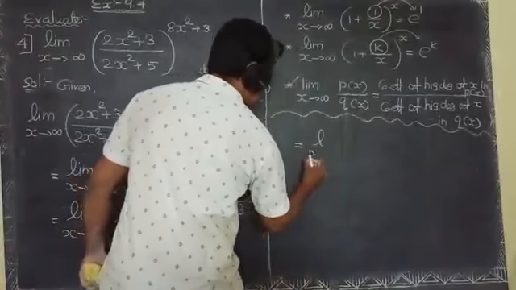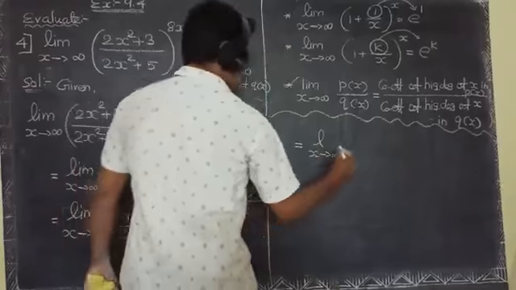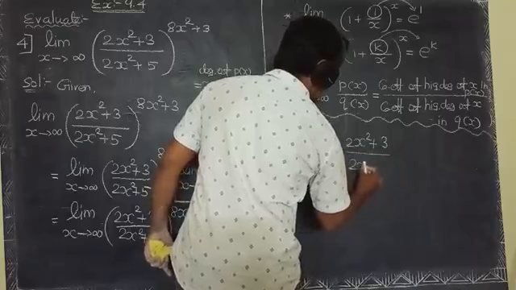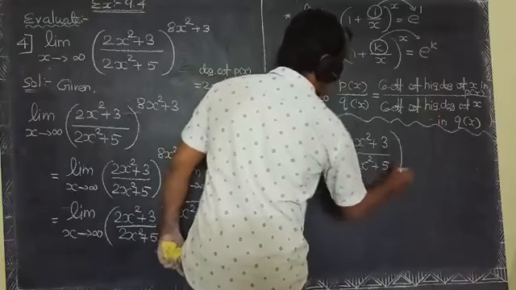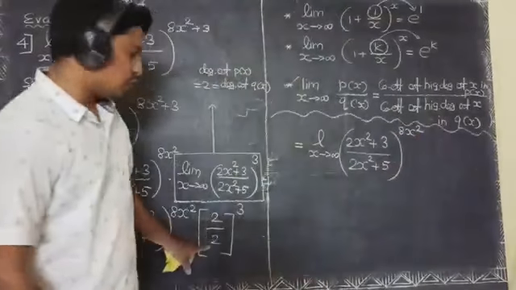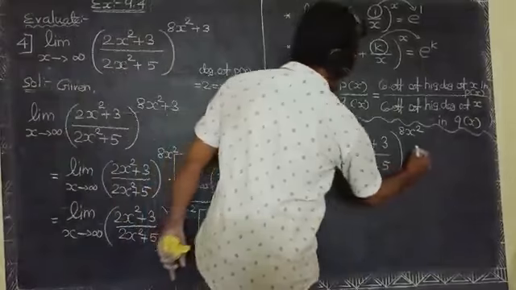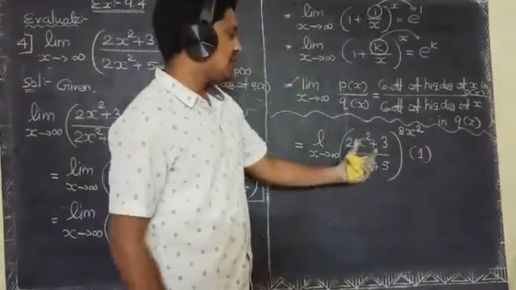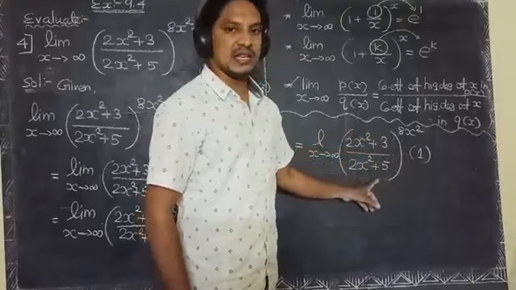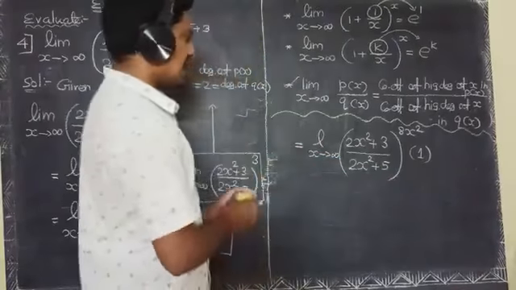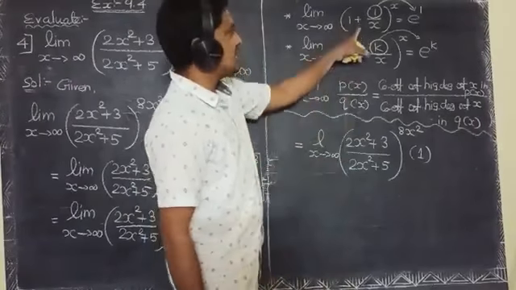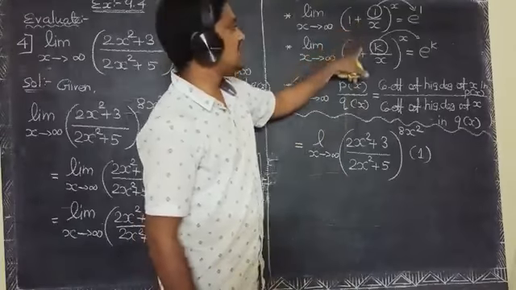Which is equal to limit x approaches infinity, (2x square plus 3 divided by 2x square plus 5) whole power 8x square. Here 2 by 2 is 1. 1 power 3 is 1. 1 into this function is the same result, 1 into any function gives the same result. Here, limit at infinity means we can change into the formula.